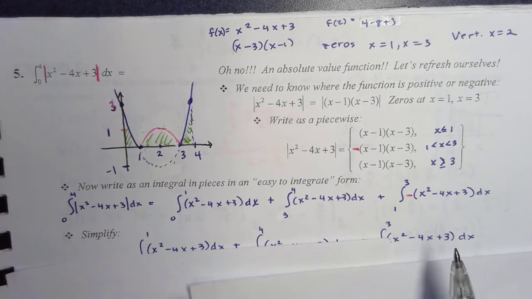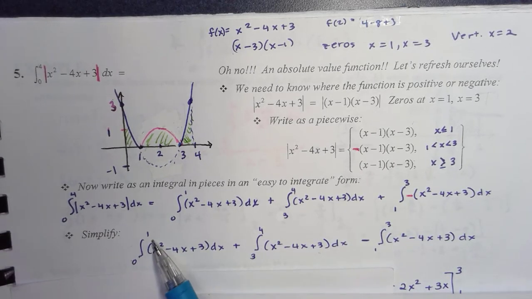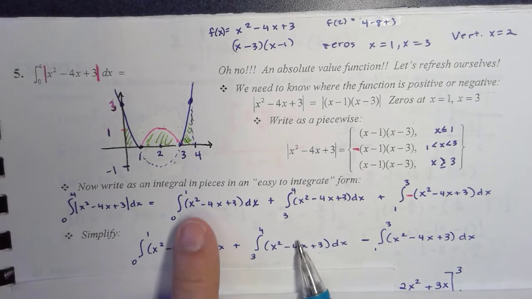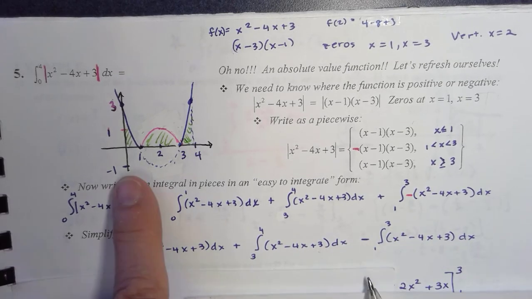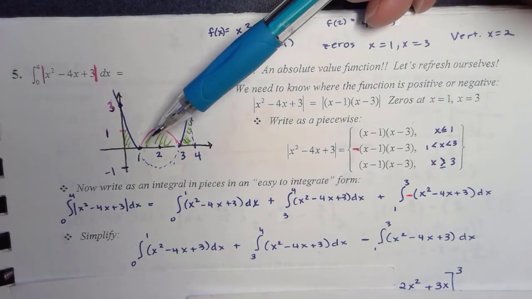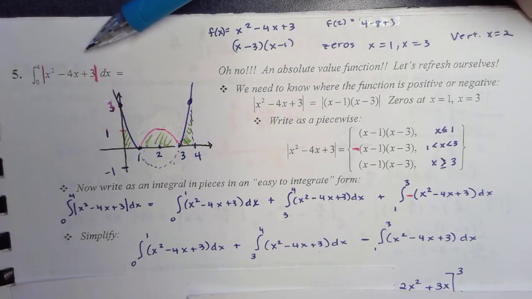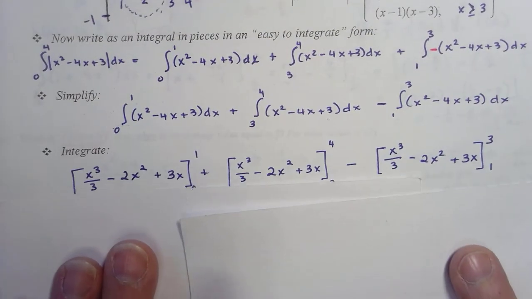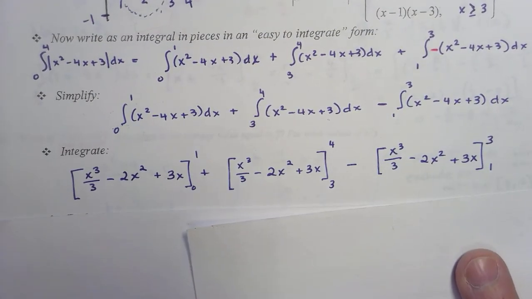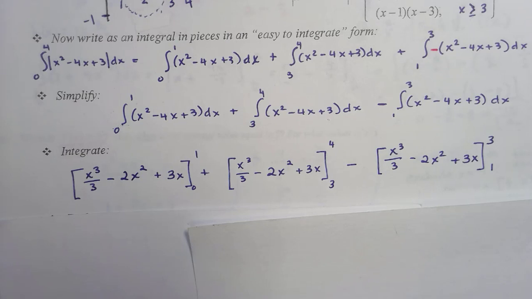So my integrals actually look like this. From 0 to 1 and 3 to 4, I have the same thing, and then subtract from 1 to 3 because that's going to be a negative area, but I got to count it positively because of those absolute value bars. Now we're going to anti-differentiate each piece, and that's real nice and easy to do because they all have the same antiderivative.